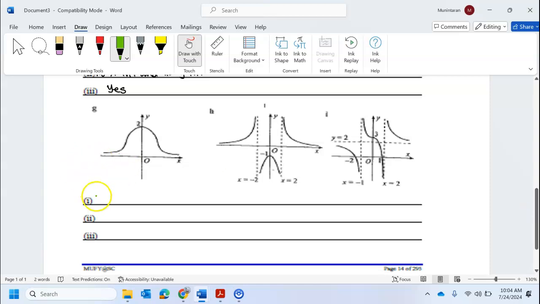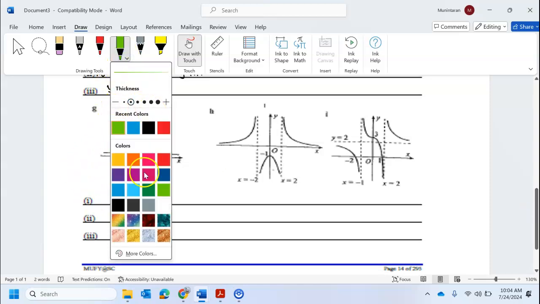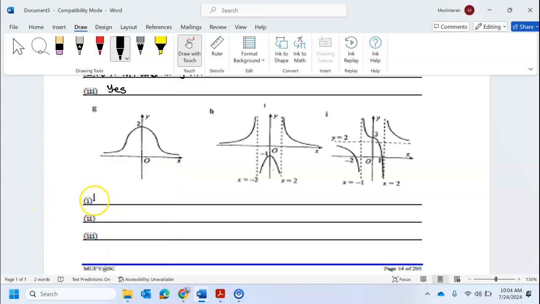G domain, your domain would be X subset of real, and your range, you can say that y is subset of R positive. Okay, R positive. It is a function. Similar to here, your domain.